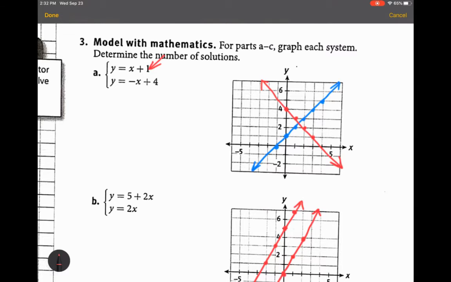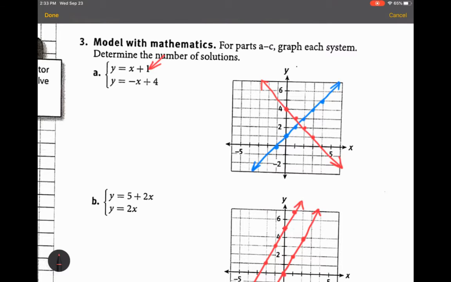Then we went up 1 over 1, up 1 over 1, and drew that blue line. Then we have a y-intercept of 4 with a slope of -1, which is down 1, right 1, down 1, right. So we have these two lines that come together at a point there.